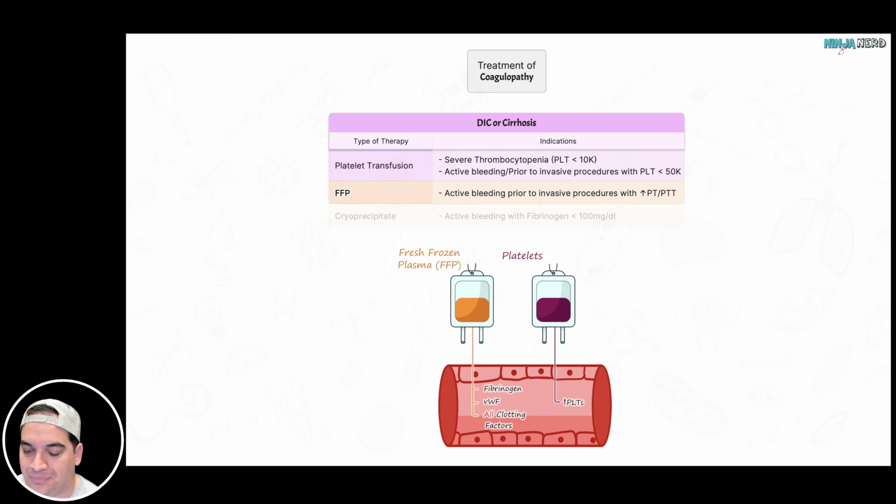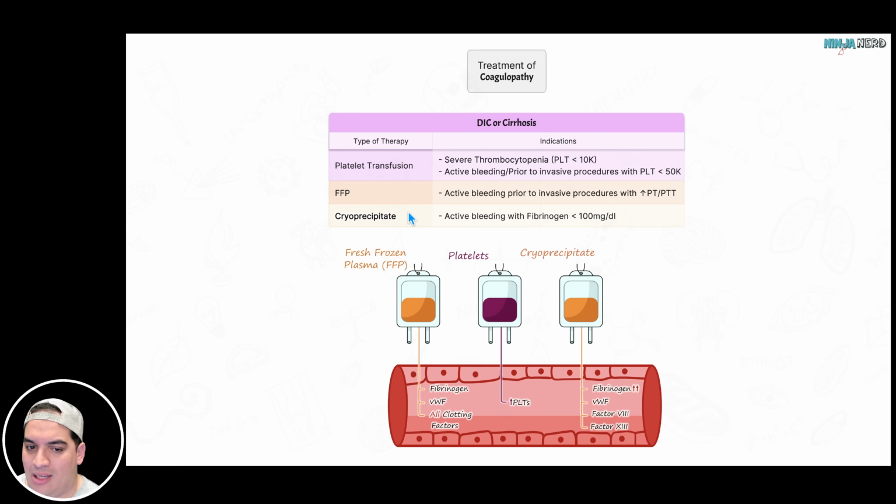And lastly, cryoprecipitate can be given if they have active bleeding despite FFP and their fibrinogen is less than 100. In these patients, both of them can have hypofibrinogenemia. So if I need to, I will give them cryoprecipitate because it's very high in fibrinogen. I'm replacing the fibrinogen deficiency. So again, the way that we're treating the coagulopathy is giving them platelets because they're both going to be low in platelets, giving them FFP because they're both going to be low in all coagulation proteins. The only exception is cirrhosis is not deficient in factor VIII. And then cryoprecipitate, they're both deficient in fibrinogen, so we have to give that fibrinogen back.